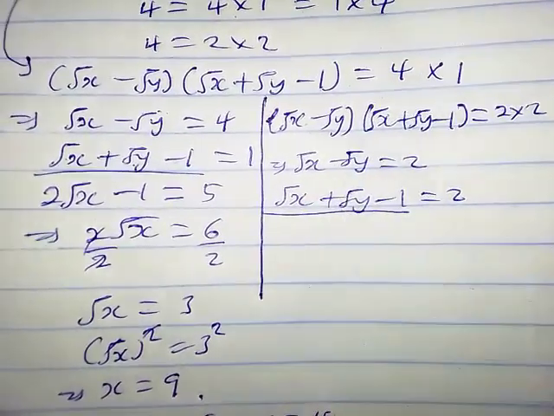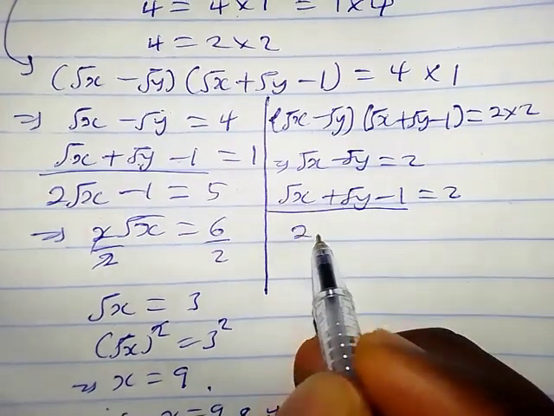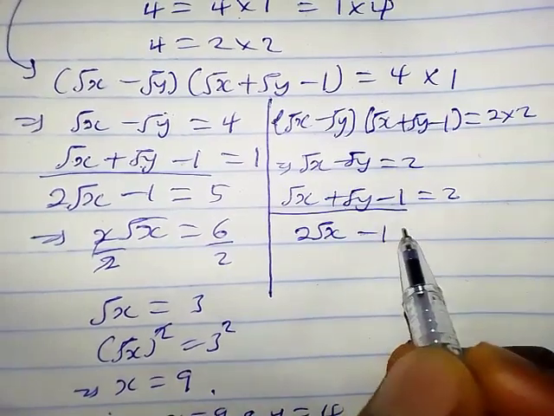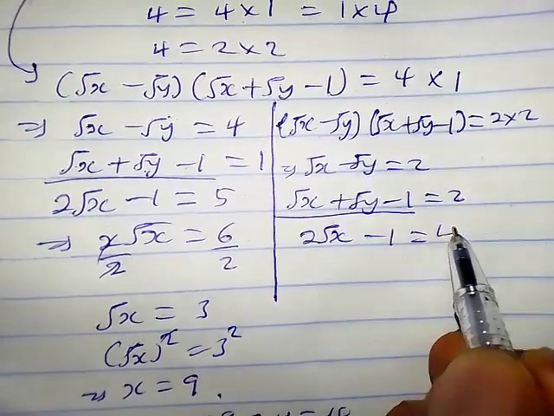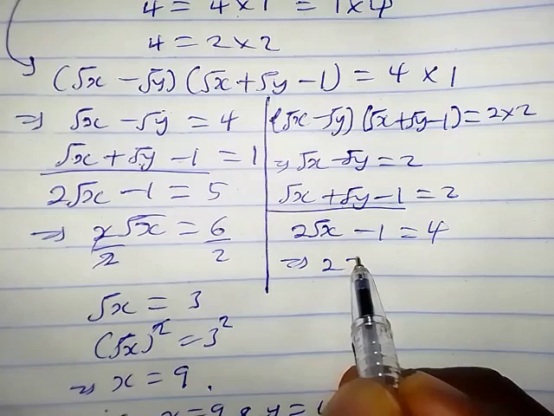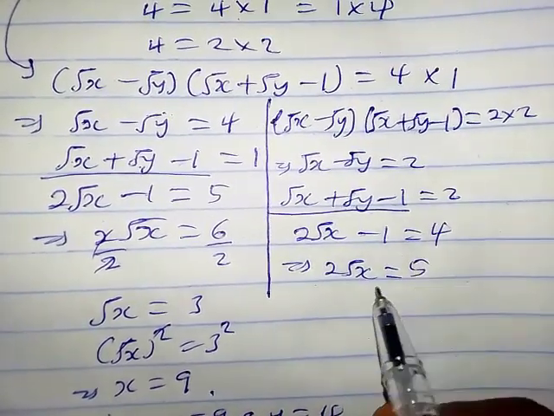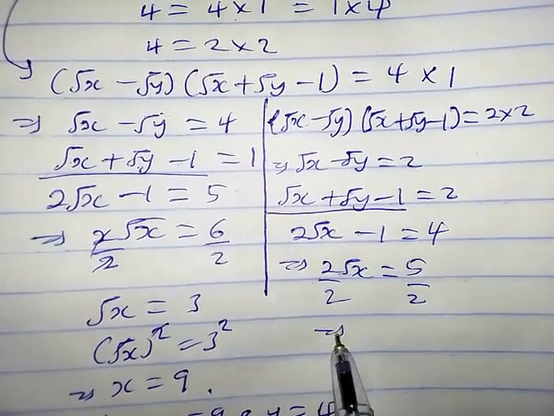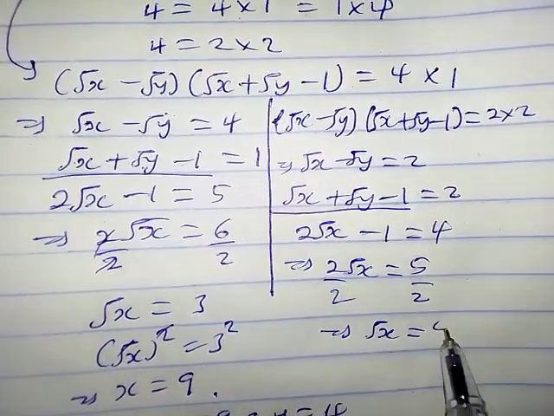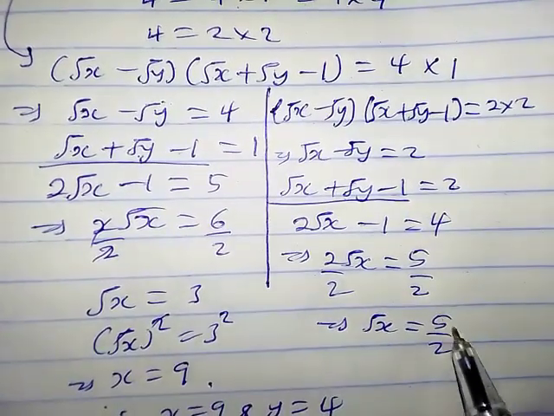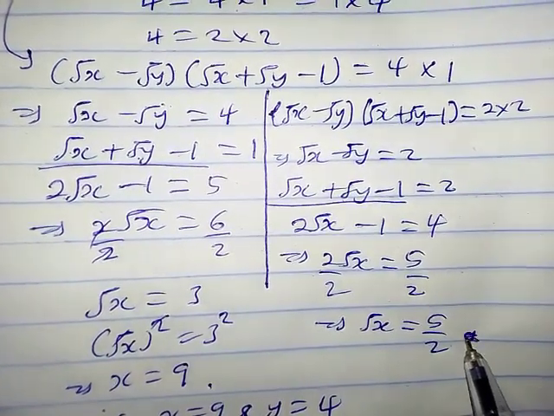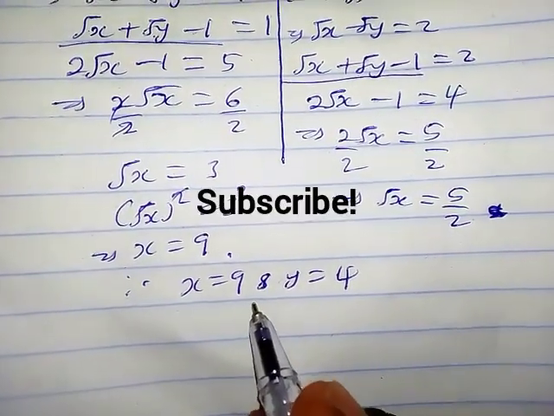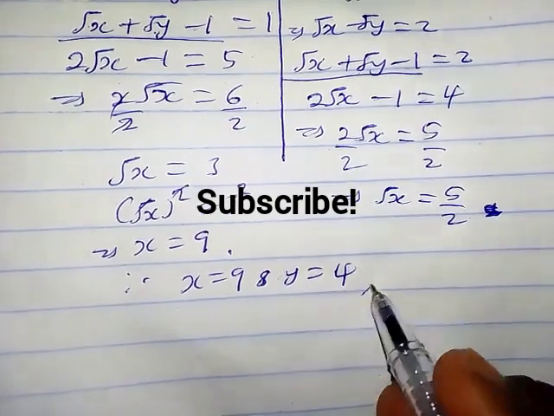Let us add these two equations. Square root of x plus square root of x is 2 square root of x, and minus square root of y plus square root of y is 0. We are left with minus 1 equals 2 plus 2, that is 4. So 2 square root of x equals 5. Dividing both sides by 2, square root of x equals 5 over 2. But this is not an integer, so this is not the required solution. Therefore, our value of x is 9 and y is 4. This is the required solution.